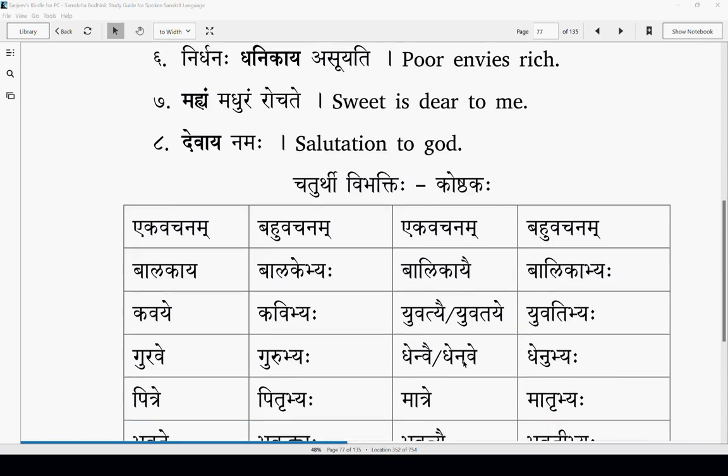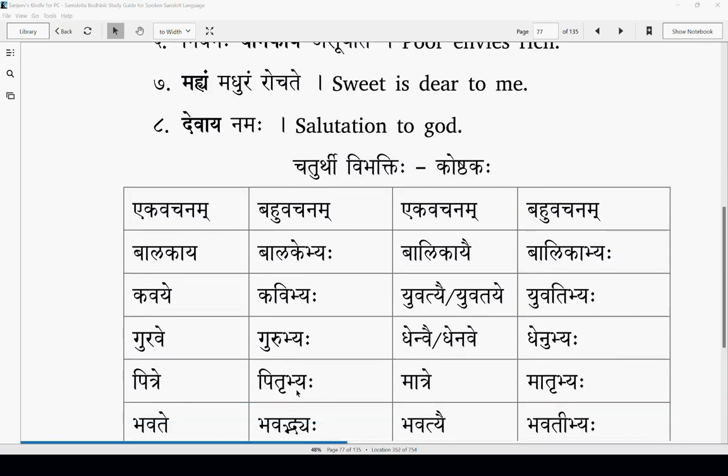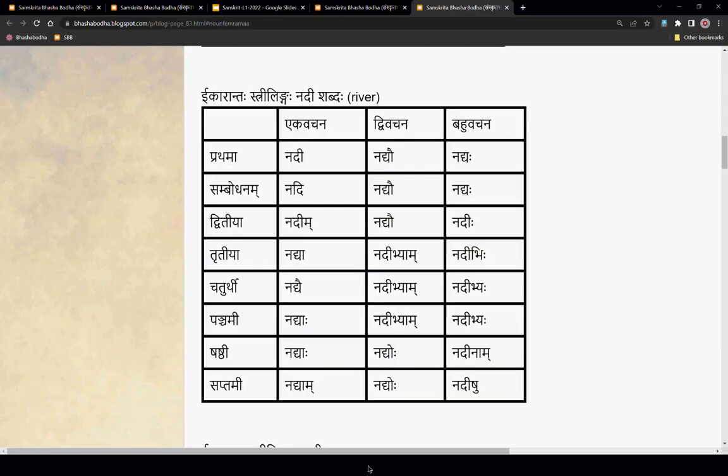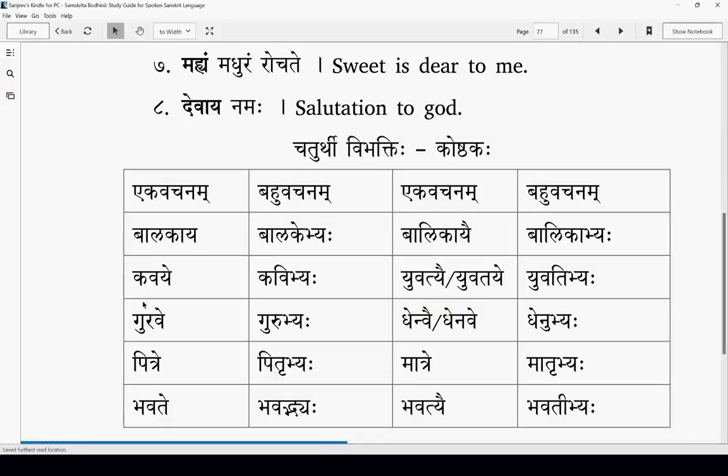So some more examples here with Chaturthi Vibhakti, which we already know where to look for. Balakaya, the Bahuvachanam is Balakebhyaha. If it is Putra, what does the Bahuvachanam become? Putraya becomes Bahuvachanam. Ritabhini, what does it become? Chaturthi?